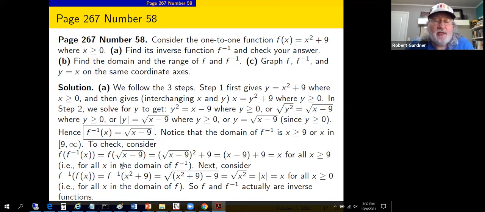f inverse takes the square root of the input minus 9. So we'll take the input, subtract 9, and then take a square root. 9 minus 9 cancels. We get the square root of x squared. That's the absolute value of x. And since x is greater than or equal to 0, that equals x itself. We didn't just drop the absolute values. We got rid of them for a reason.